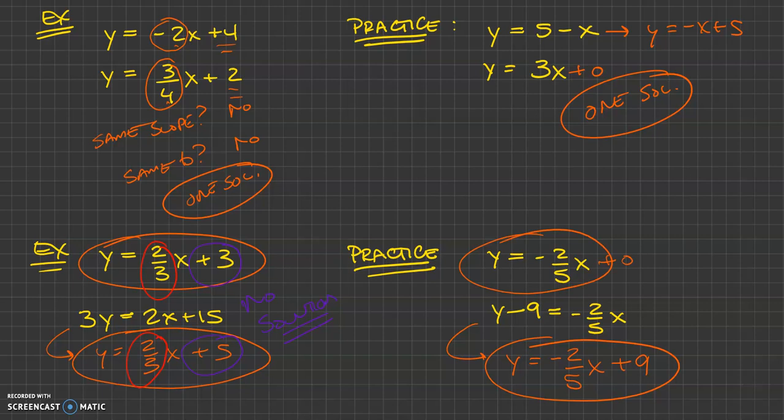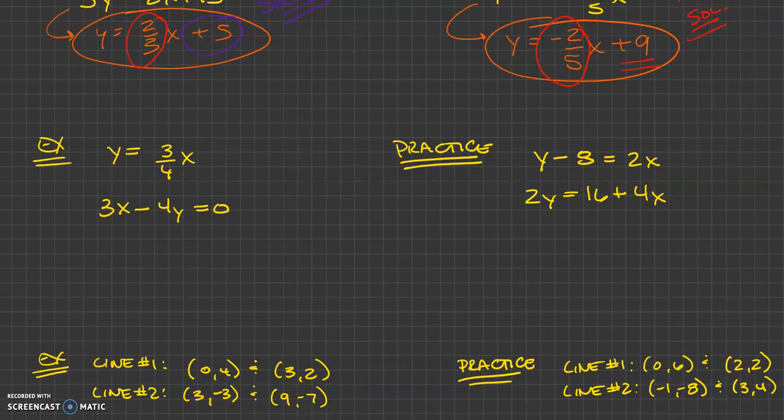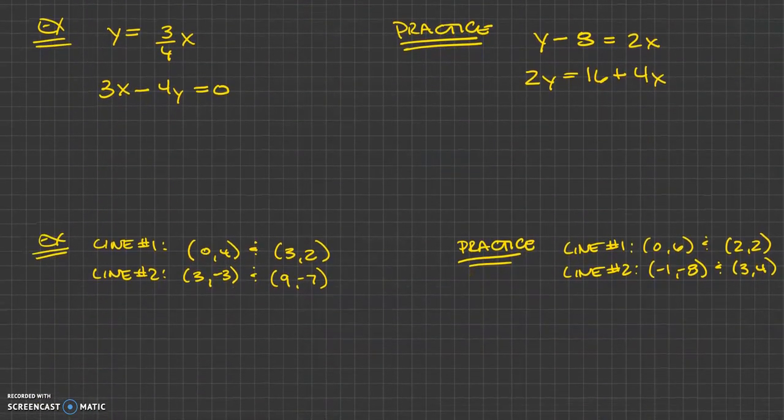But here again, we see what's happening. They have the exact same slope. That means they're parallel, but they have different y-intercepts. That means they are never going to cross. This is a no solution. All right, so let's keep rolling. Let's look at some other examples here.